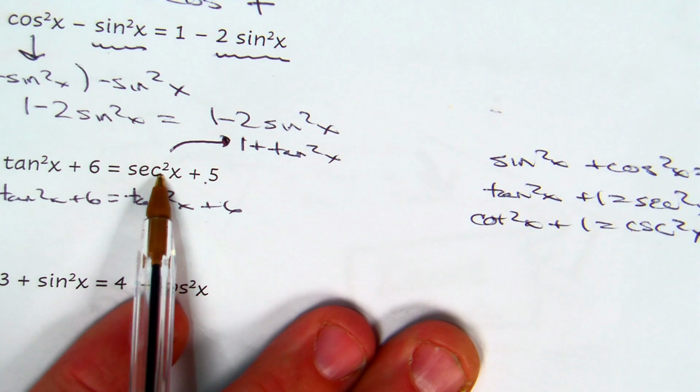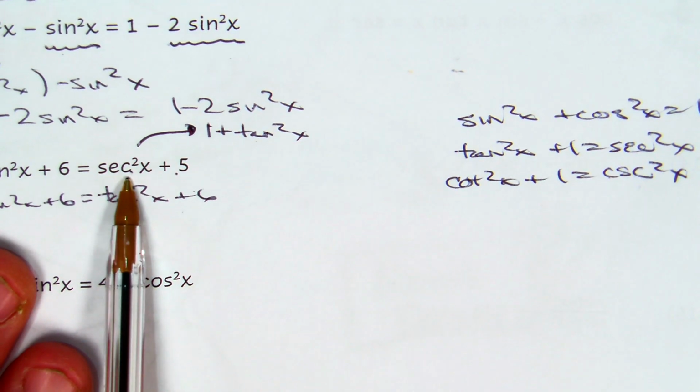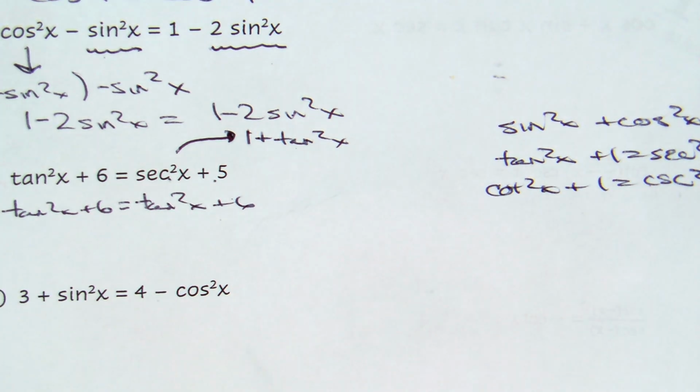If you look at the Pythagorean identity, secant squared is all by itself. To me, that's the easiest one to substitute when you plug it in. That's where the 1 plus tangent squared x is. Good?